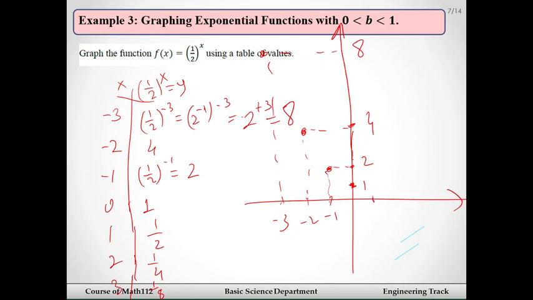So for 1, again, it will be half. And for 2 it will be less, and for 3 it will be less. So it will get smaller and smaller. As you see, the behavior of this function, this exponential function, is different than the previous one. When x gets to a big number, big positive numbers, the graph tends to approach the x-axis, and for the negative values, it's getting higher and higher.